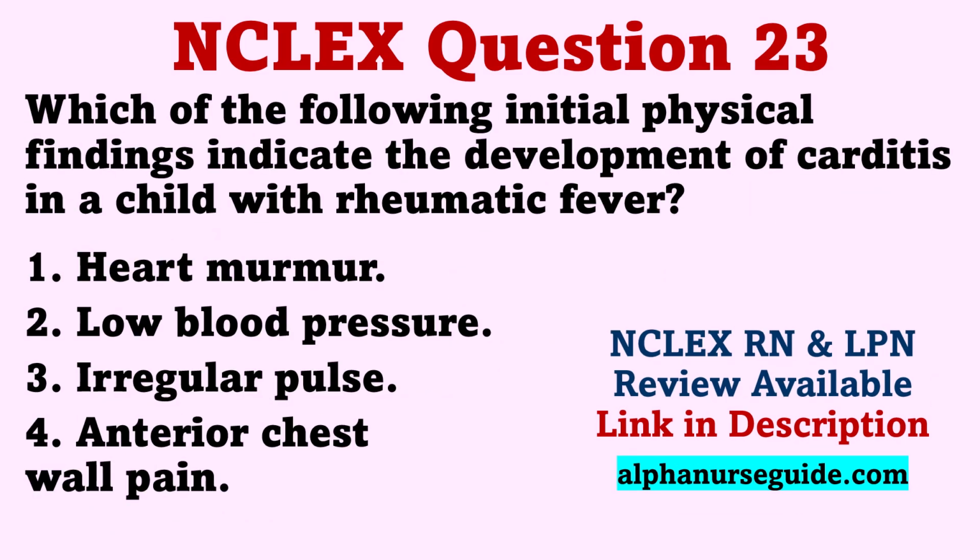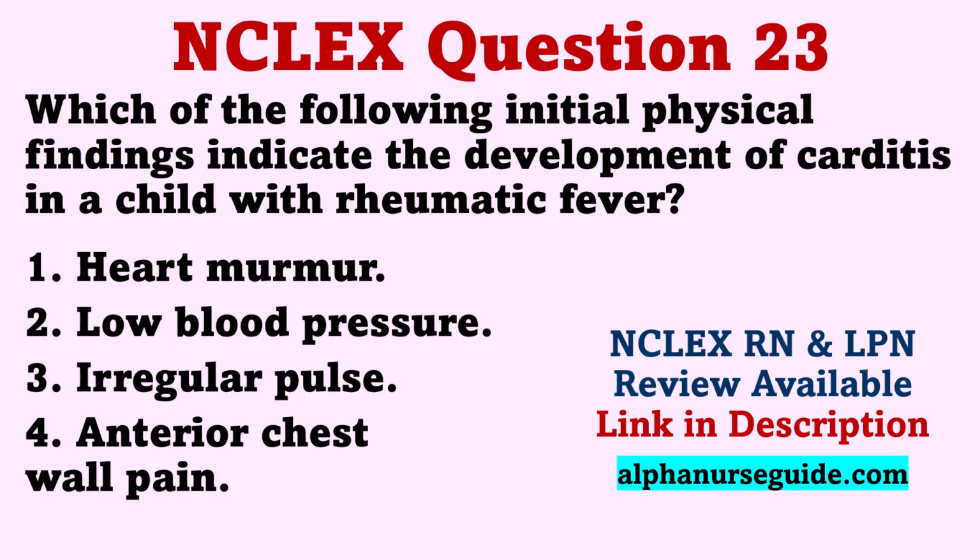Which of the following initial physical findings indicate the development of carditis in a child with rheumatic fever? 1. Heart murmur. 2. Low blood pressure. 3. Irregular pulse. 4. Anterior chest wall pain.